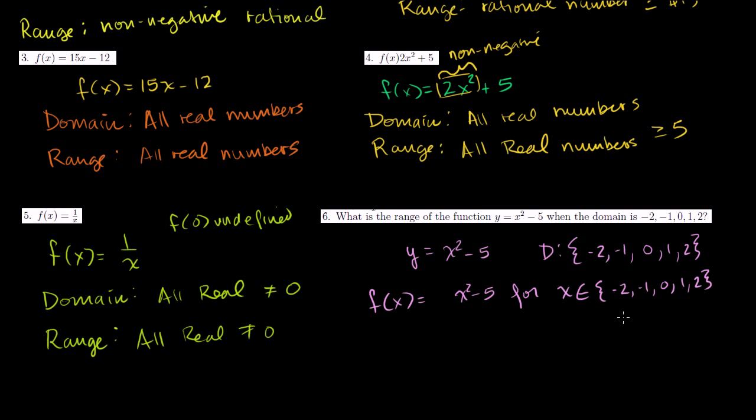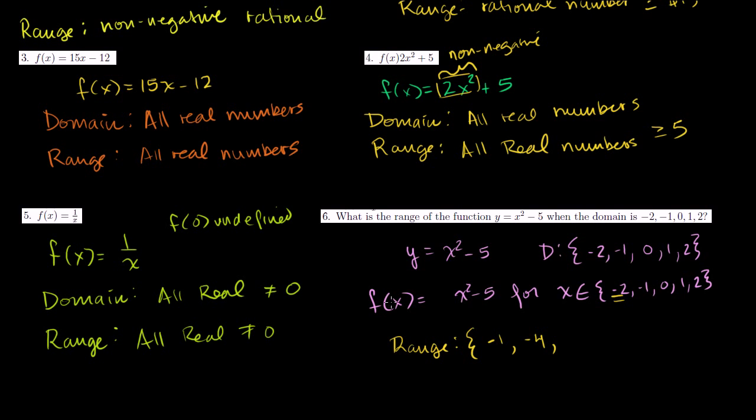So what's the range? Well, the range is all of the values that f of x can take on. So the range is going to be the set of values that we get when we put in all of these different x's. So let's try this first one. -2. -2 squared minus 5. Well, that's 4 minus 5. That's -1. Let's do -1. -1 squared minus 5. That is 1 minus 5. That is -4.